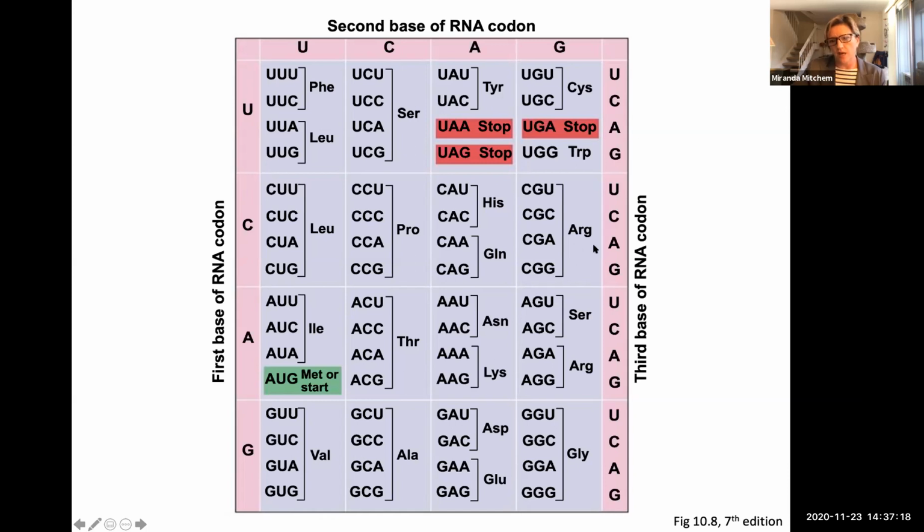So let's look in this column over here where arginine is. Position 1 is C, so we're in this row. And then position 2 is G, so we're in this column. But to make arginine, we can have anything in the third position of the codon. It doesn't matter what's there. We still get arginine. We could have a U, a C, an A, or a G for the RNA nucleotides, but it still makes the same thing.